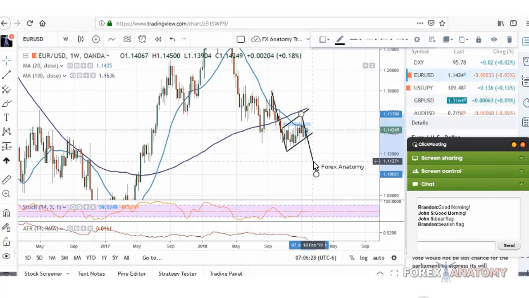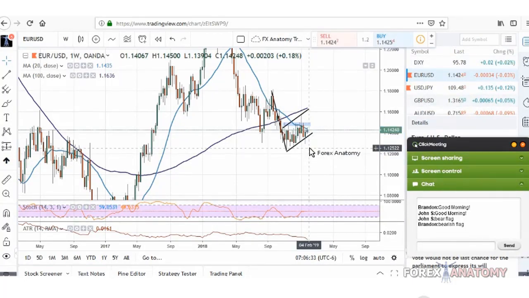But of course, that's what we're expecting for the long haul, or long term. We're expecting a move to the downside. And also just looking at the candlesticks, it can give you a clue.